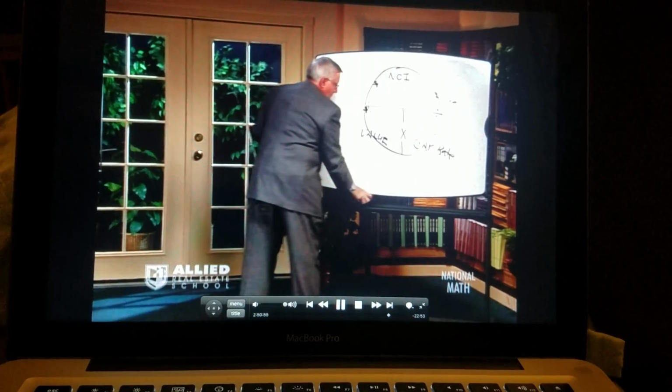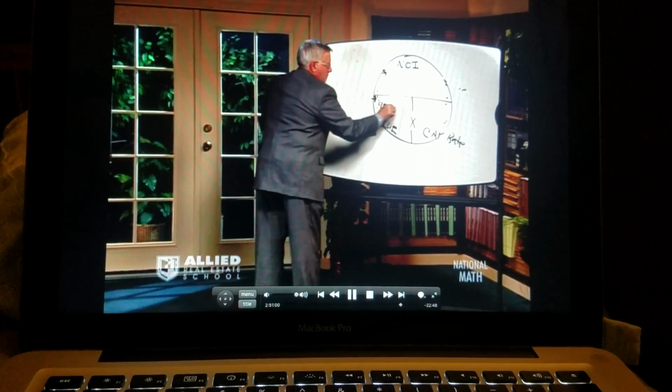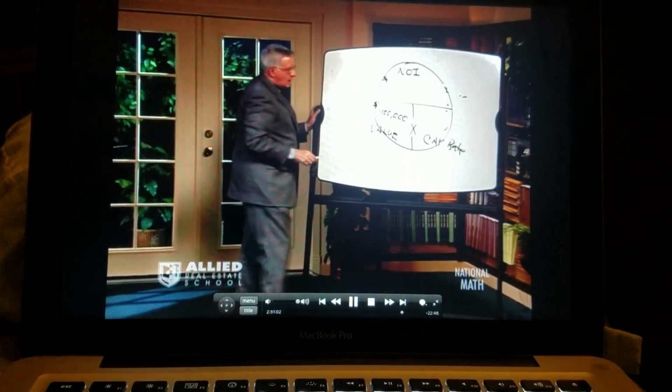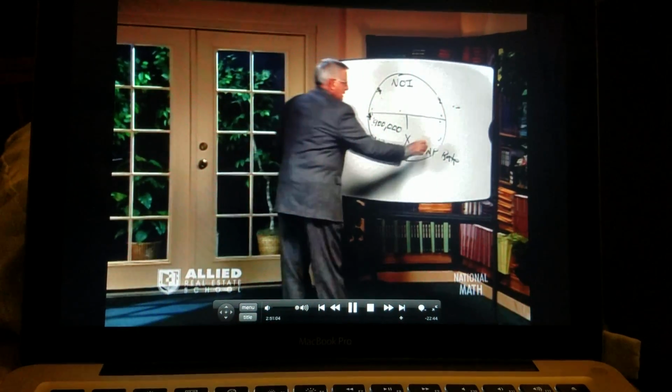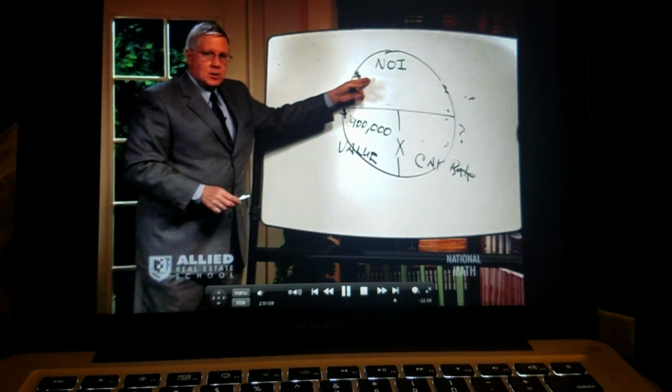Get that out pretty good there. Okay. So we've got a value here of $900,000. The question mark is on the cap rate. That's what we're looking for, the cap rate. So that means it has to give us the NOI.